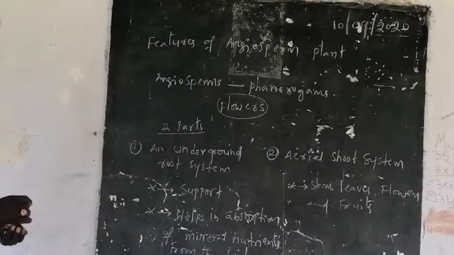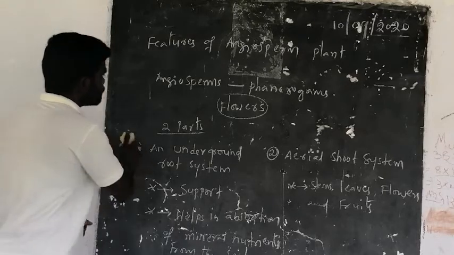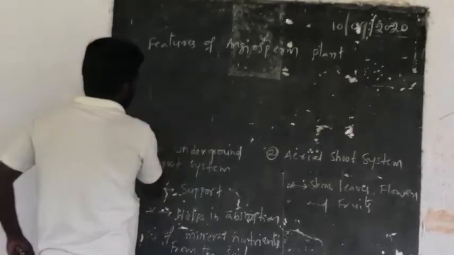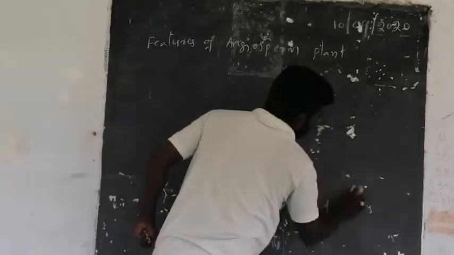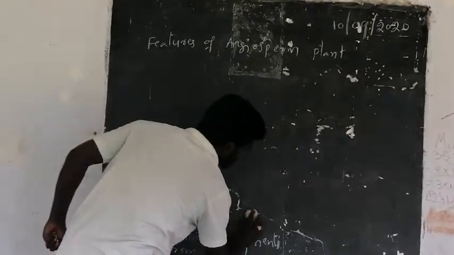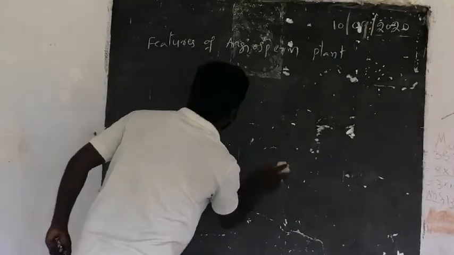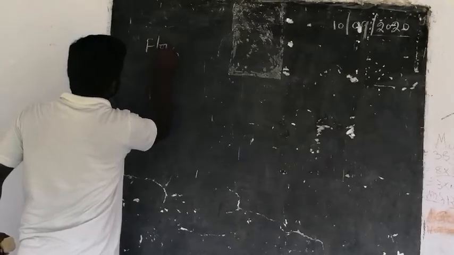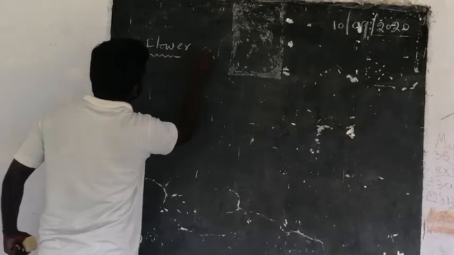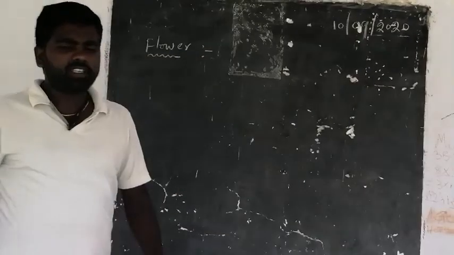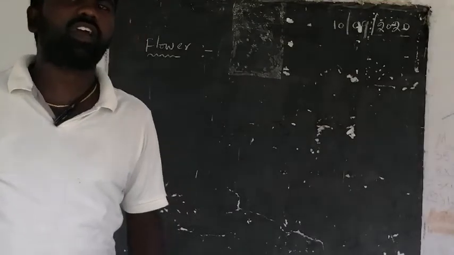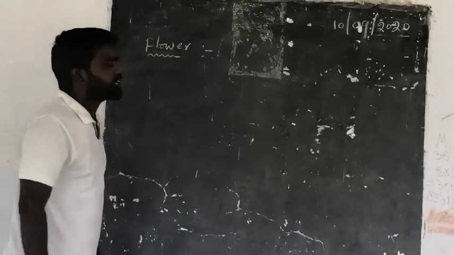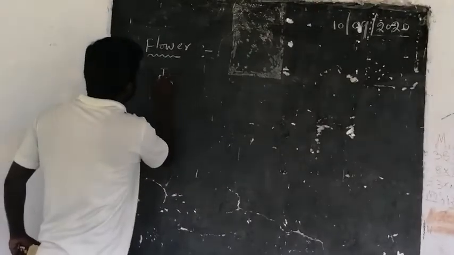Now let us see about the aerial shoot system. Mainly what is important in the aerial shoot system is a flower. Let us explain briefly about the flower, very important from here onwards. Flower. Flower is a reproductive part of an angiospermic plant. It is a site for the reproduction, or it is the reproductive part.